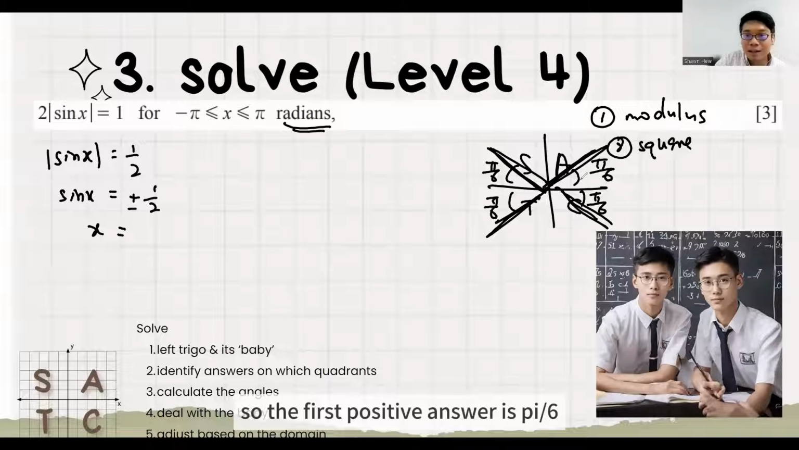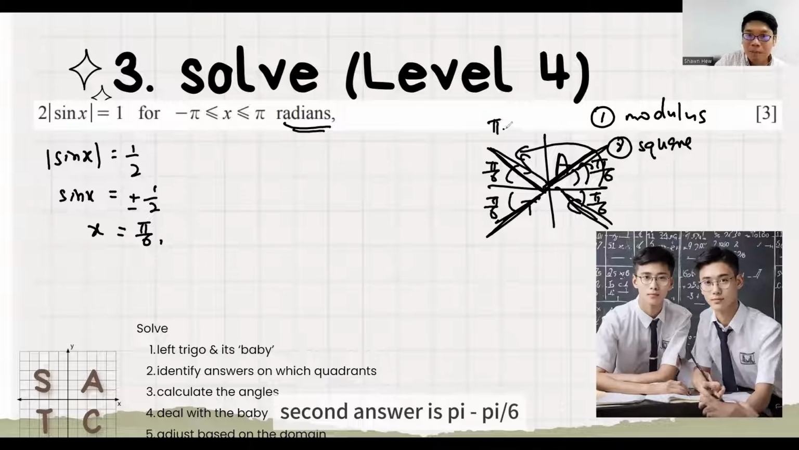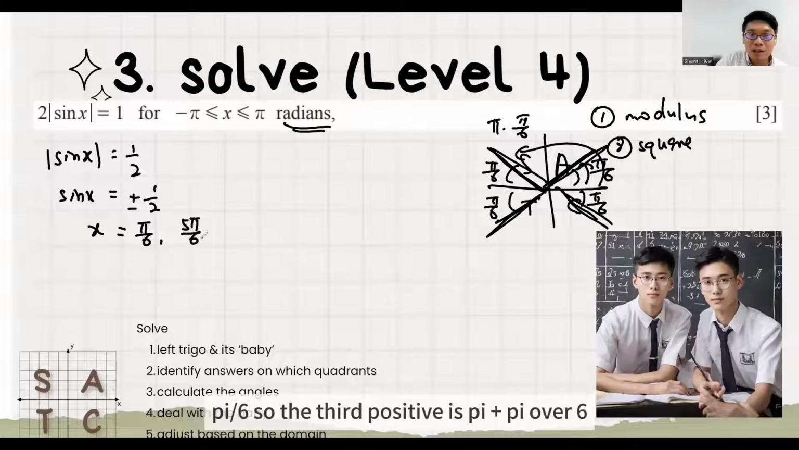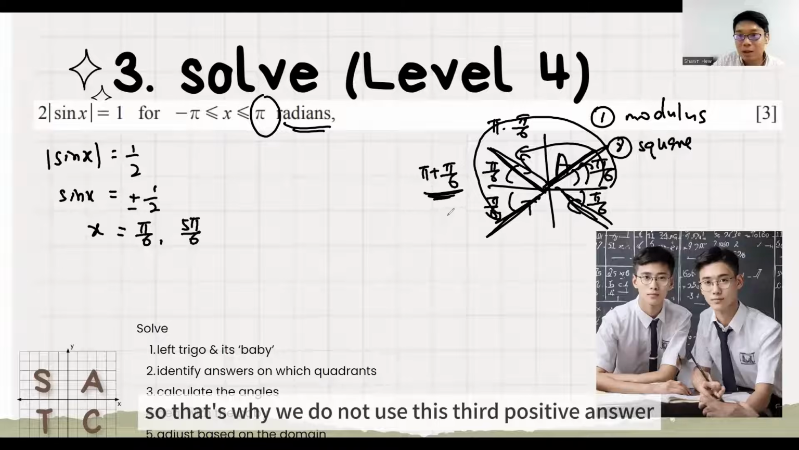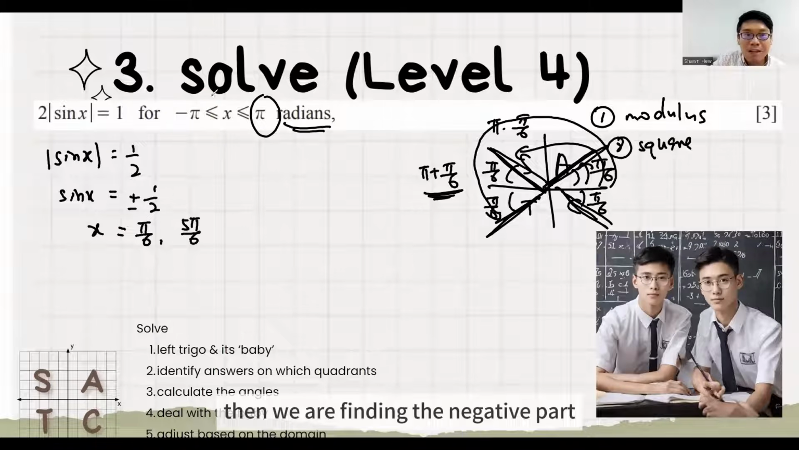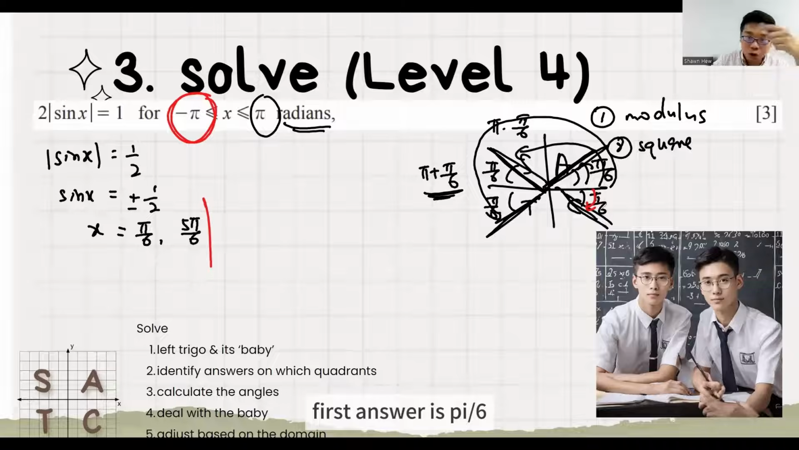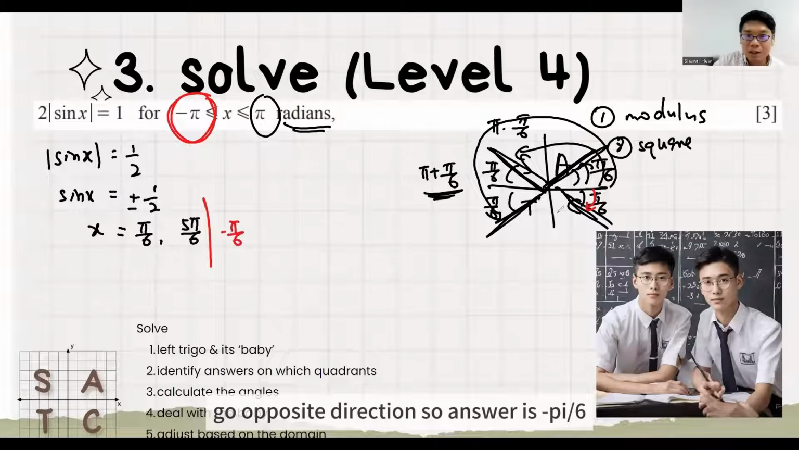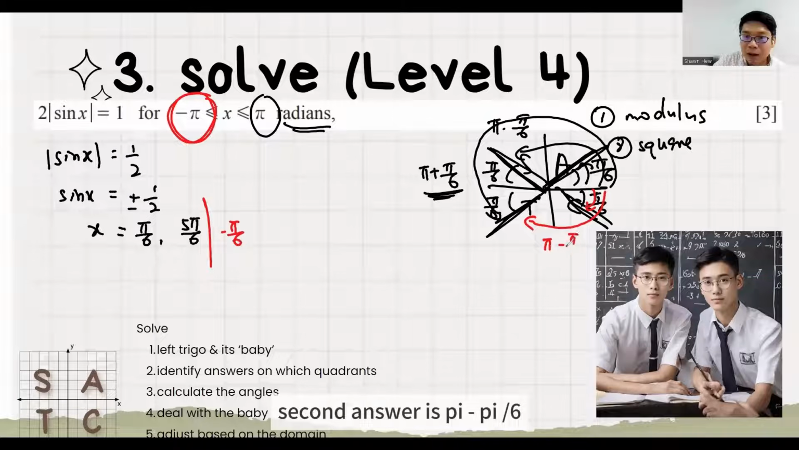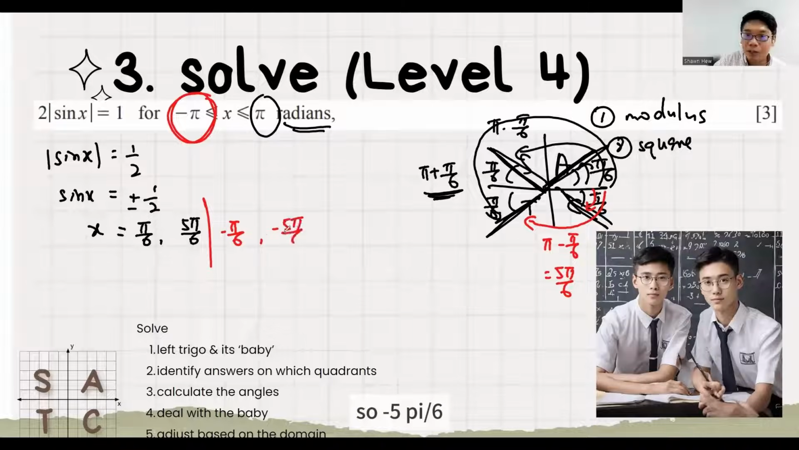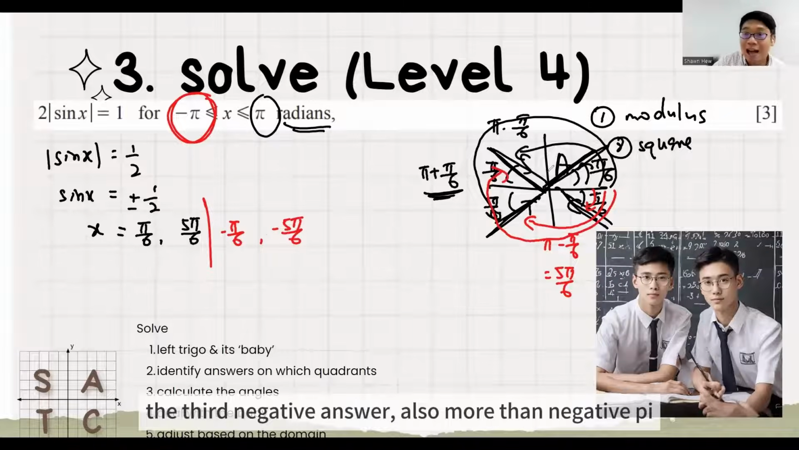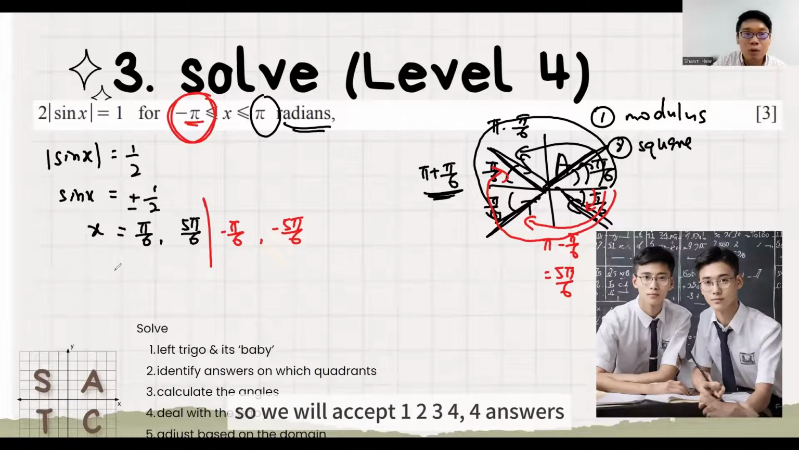So the first positive answer is pi/6. Second answer is pi minus pi/6, 5 pi/6. So the third positive is pi plus pi/6. Oh, but you see, this thing is already more than pi. So that's why we do not use this third positive answer. Then we are finding the negative part. First answer is pi/6 going the opposite direction, so the answer is negative pi/6. Second answer is pi minus pi/6, so it is 5 pi/6, but in the negative direction, so negative 5 pi/6. The third negative answer is also more than negative pi. So we will accept 1, 2, 3, 4 answers.